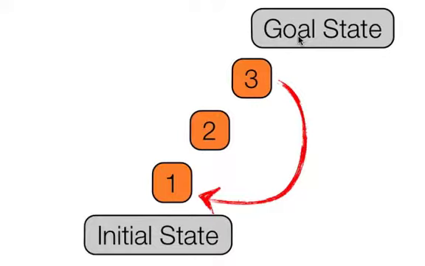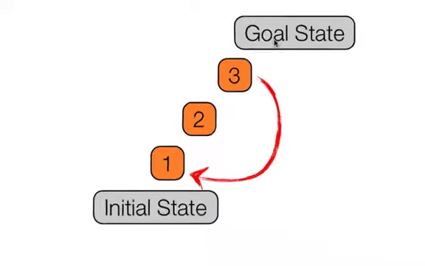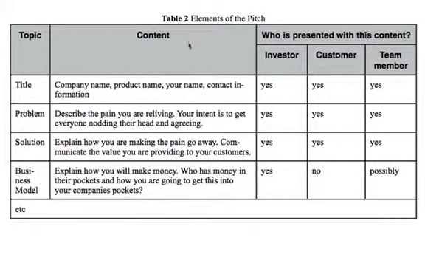Now, the idea here is to build one pitch that you use for all contexts, all stakeholders, and keep improving that so you're not constantly having to rethink your pitch. Here's how that works. This shows the elements of the pitch. The topics are in this column, the content here, and then who is presented with this content here. And a pitch has anywhere from about 10 to 12 topics. And in this table I've shown 4.